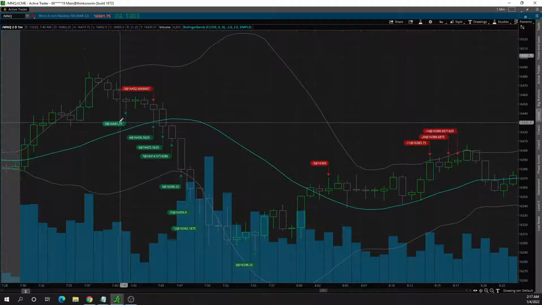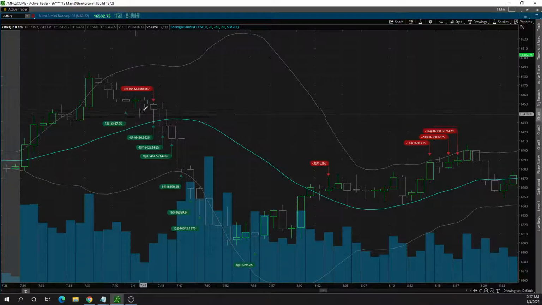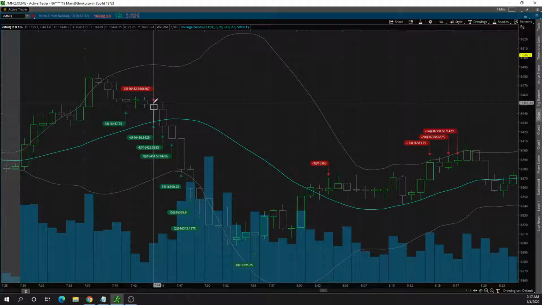So here, again, long 3 contracts at 47. Stopped out those 3 contracts at 32, so that's a 15-point loser. 15 points on each contract. So that's roughly $90 plus commissions, about $100.